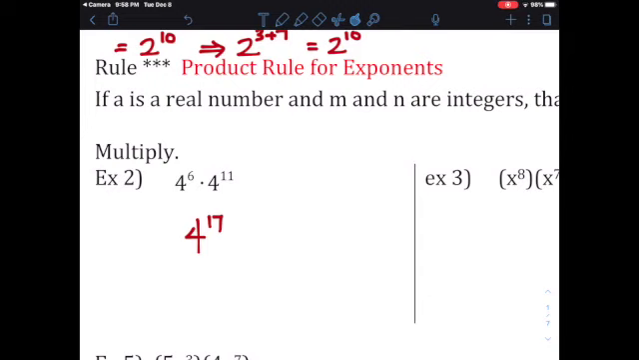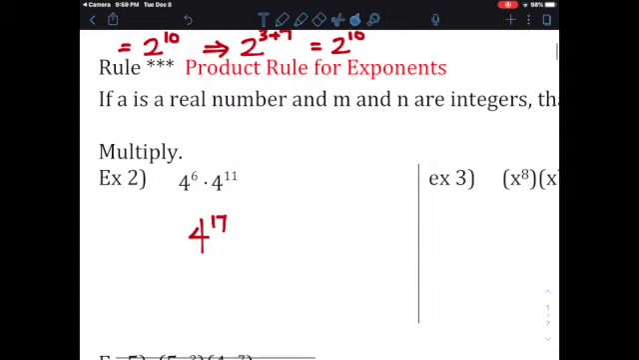Now you say, Miss Wiesman, do I need to multiply it out? In this case, you don't, but for some of the smaller numbers you should. For example, from the previous section, 4 to the 2nd power, you should tell me that's 16. 4 to the 3rd power is 64. Those are smaller numbers you should be able to tell me. But 4 to the 17th power is way too big. So we're going to just leave it as 4 to the 17th.